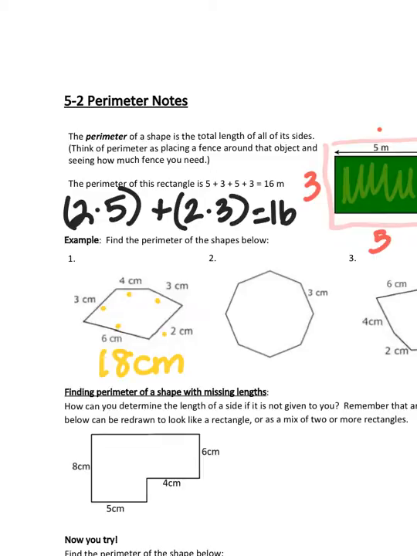In number 2, let's count up how many sides this has. 1, 2, 3, 4, 5, 6, 7, 8. So that is an octagon. Octo means 8, like an octopus. Okay, and this is actually a regular octagon. And what that means is that all sides are exactly the same length. So you have 8 sides that are 3 centimeters each. So the perimeter of that is 24 centimeters.